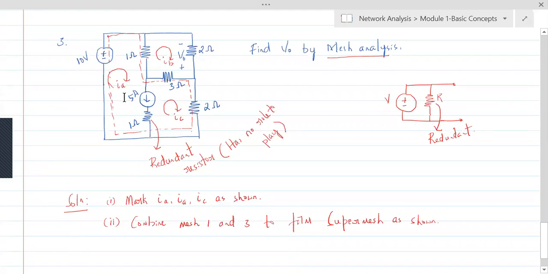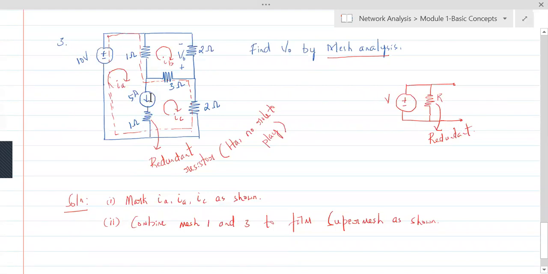See, no current is known now. So how many KVL equations are there? You have to apply KVL in mesh 2 because IB we don't know, and you have to apply another KVL to this particular super mesh. So you'll be having two equations, but three unknowns. Another equation, where will you get it from? You'll get that equation from the constraint equation.